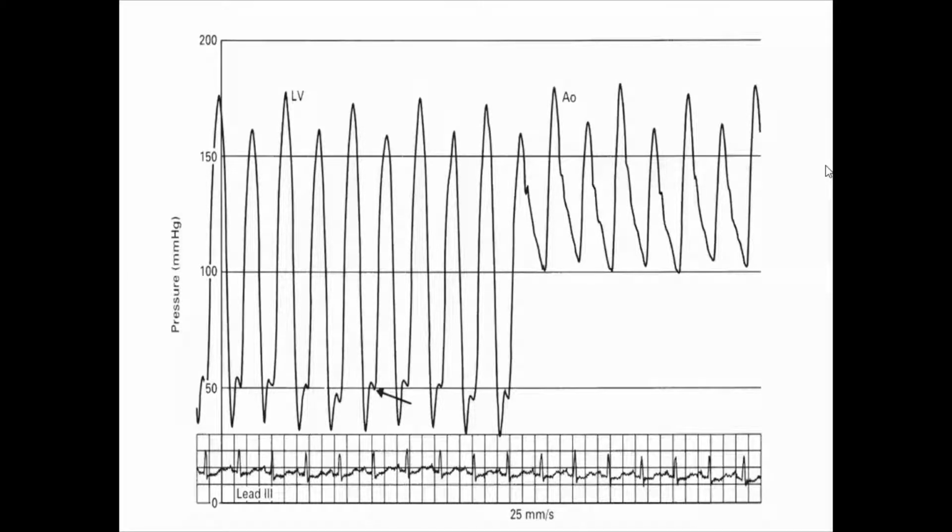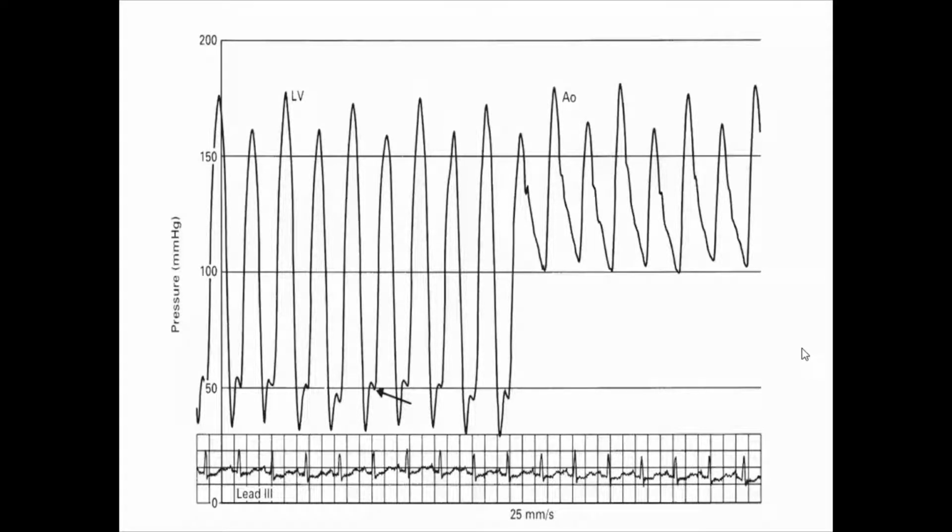With simultaneous ECG. Let us be systematic. ECG showing what? It is sinus tachycardia. So with simultaneous ECG tracing showing sinus tachycardia, because this has a meaning also. Then describe the LV, describe the aorta.